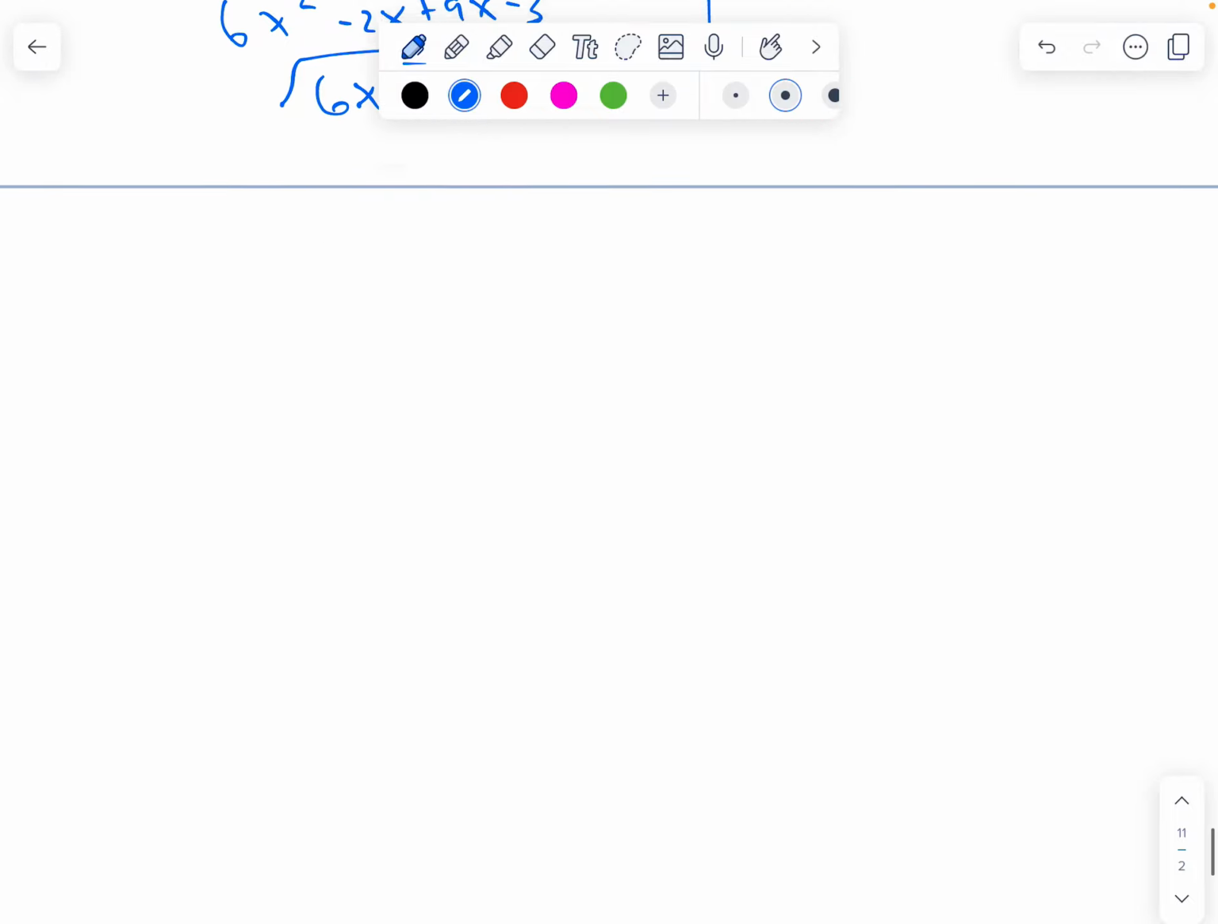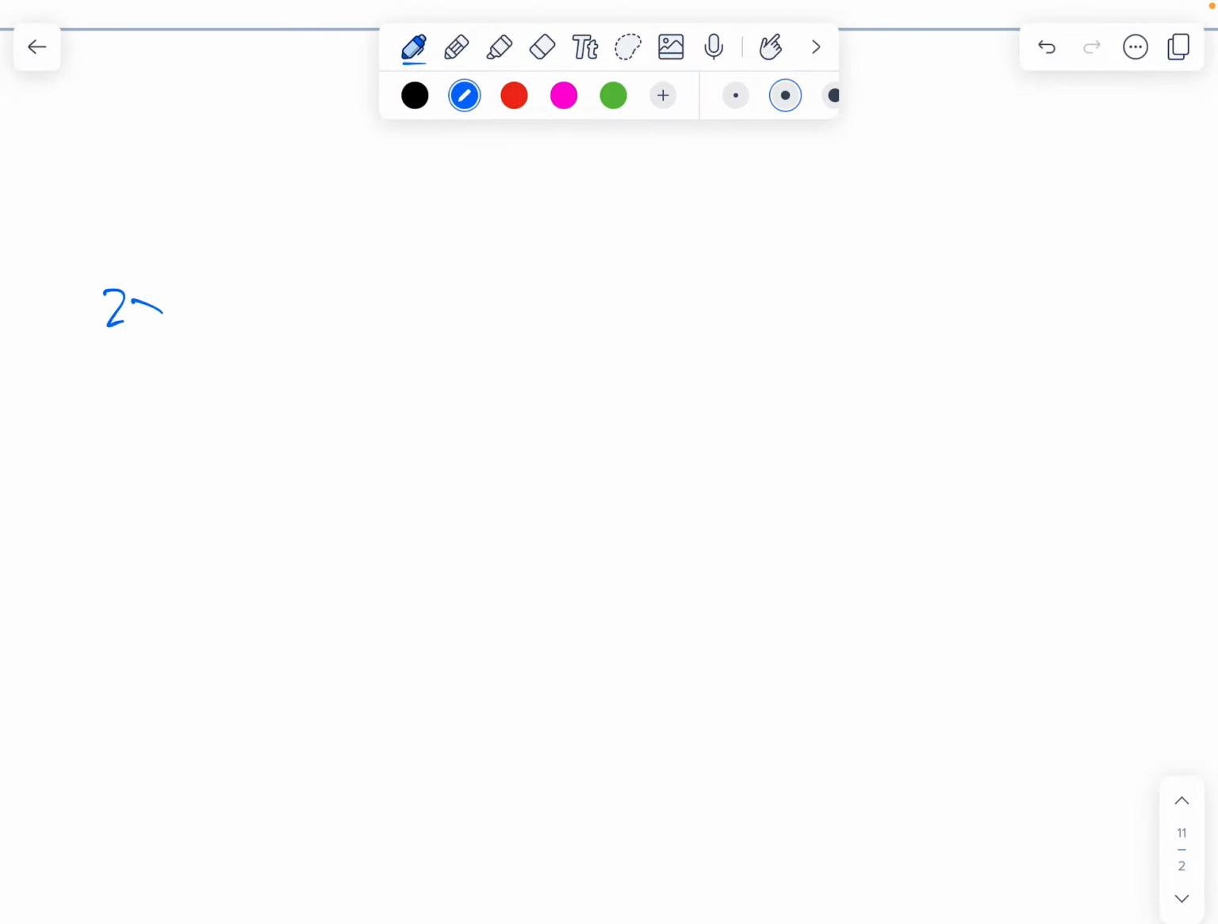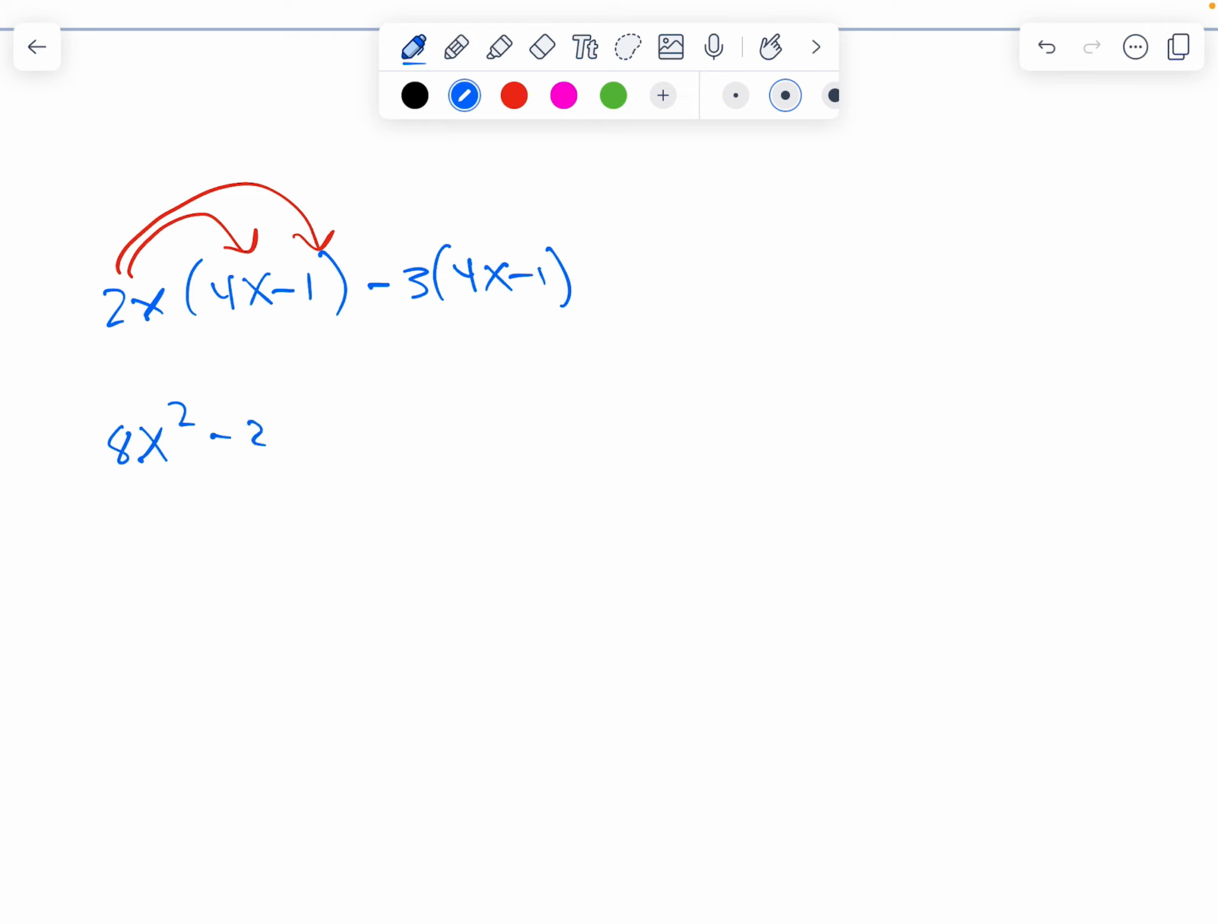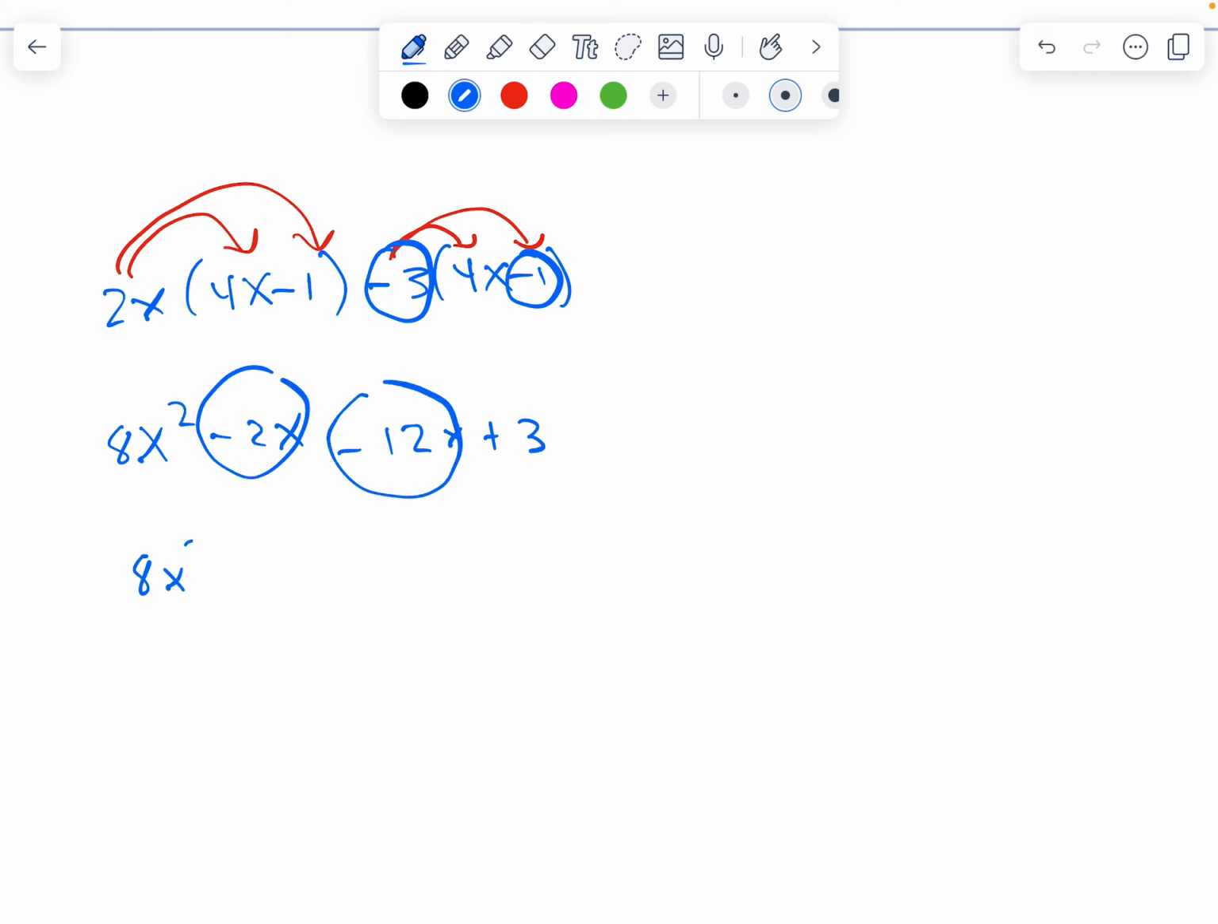Okay, let's go ahead and do the next one. Question number 3, we've got 2x times (4x minus 1), minus 3 times (4x minus 1). And we are doing some distributive property first. And when we do the distributive property, that's going to give us 8x squared minus 2x. Distributive property here, that's going to give us minus 12x. And be careful of this one, negative 3 times negative 1 is positive 3. Combining these ones, which are like terms, is going to give us 8x squared minus 14x plus 3.